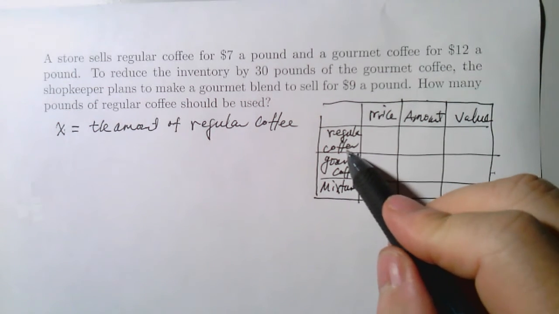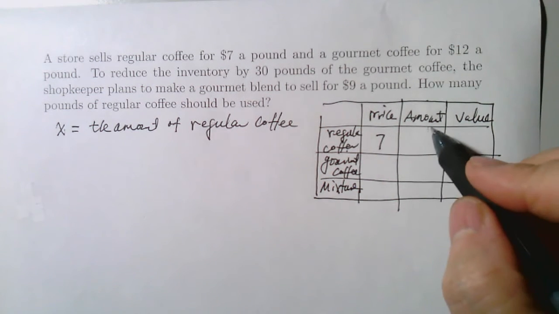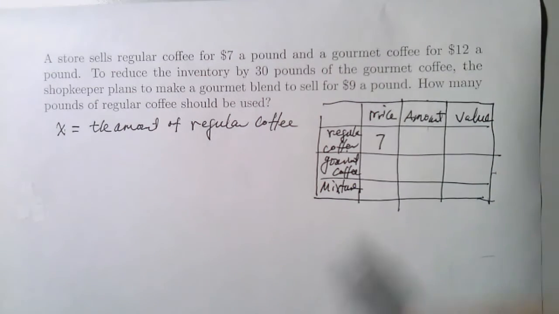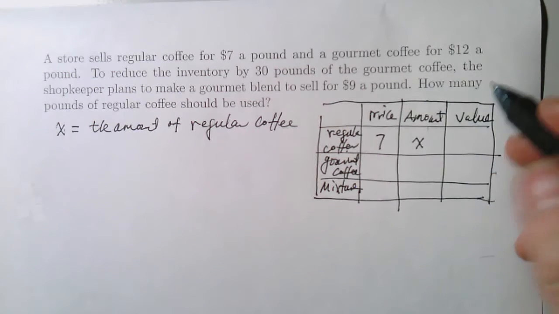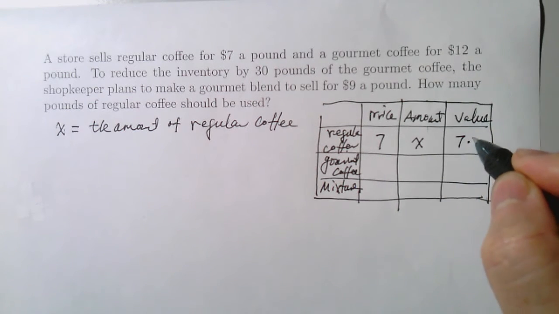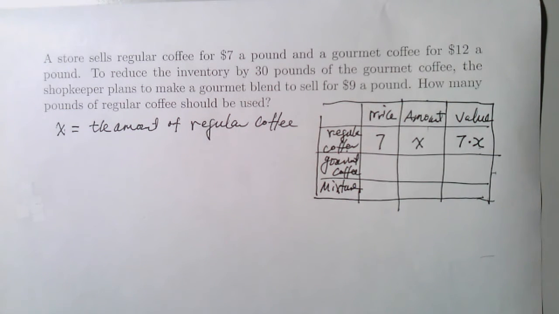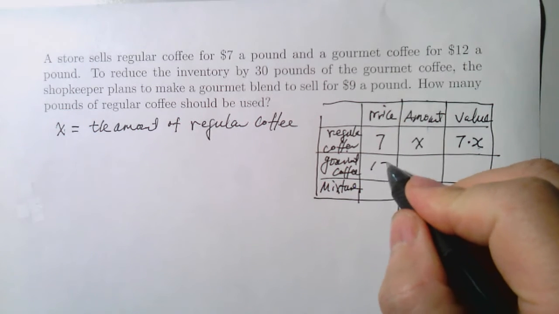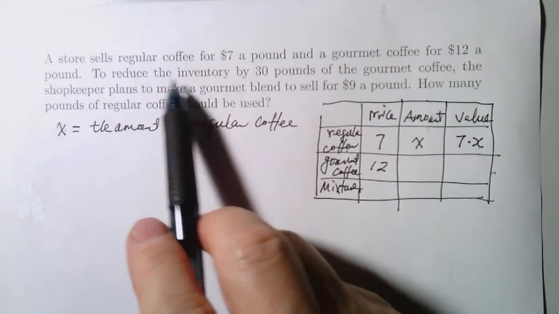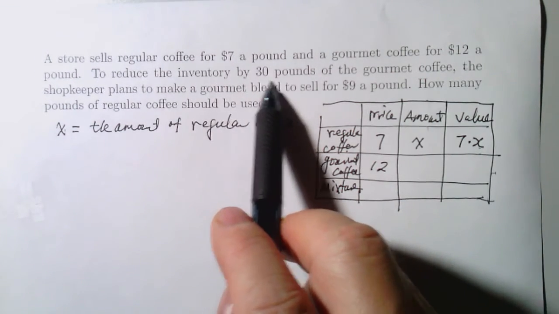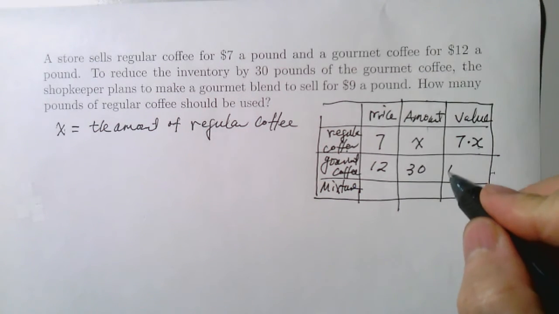So regular coffee, the price is $7 per pound. And the amount, we do not know, but we call this X. So the value of the regular coffee is $7 times X. The price times amount gives you the value. The gourmet coffee's price is $12, and the amount: it says to reduce the inventory by 30 pounds of gourmet coffee, so that is 30 pounds. So the value is going to be 12 times 30.